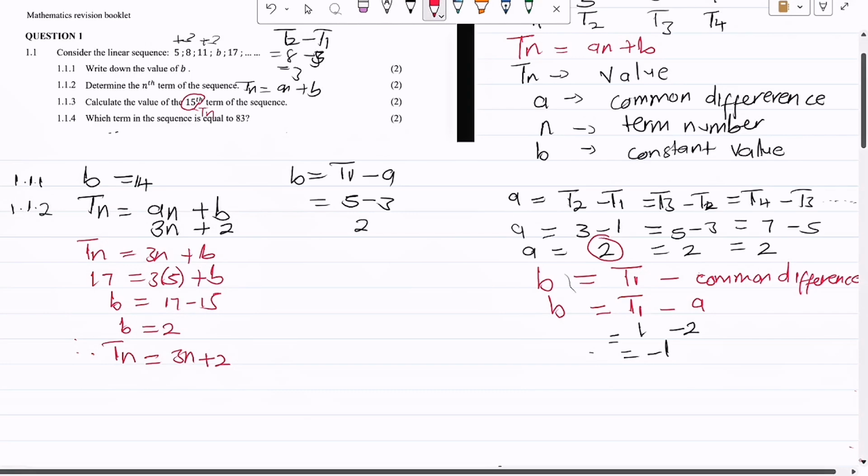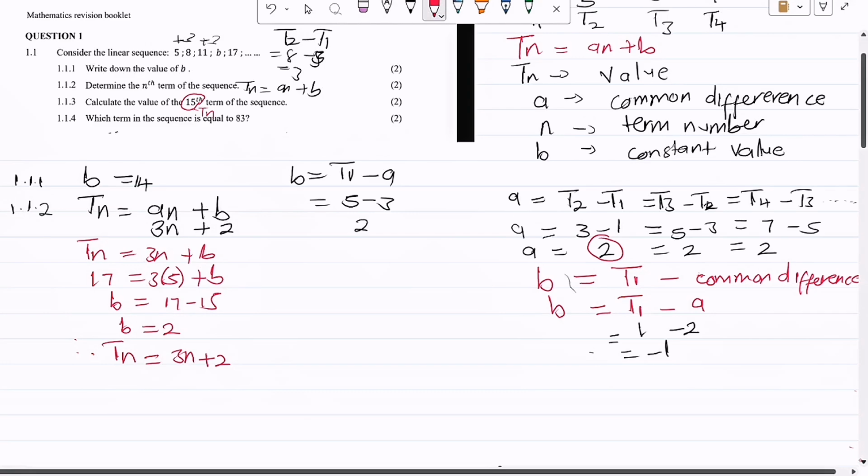And let's have 1.1.4, which is our last question. Which term in the sequence? If you see this, they are asking you for the term number or the position, meaning we are looking for n, okay? In the sequence is equal to 83. 83 is the value, meaning that where there is Tn, we are going to substitute 83, okay?